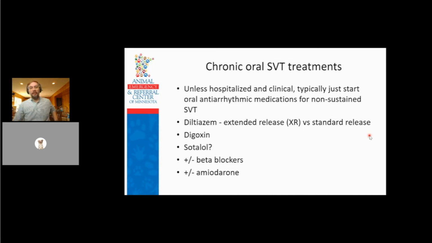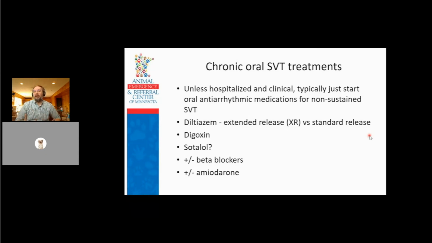For chronic go-home treatments, diltiazem XR is usually my first choice. There's standard release and extended release. I prefer the extended release. It's every 12 hours, but standard release is okay too. Digoxin, I usually add that in as a second line if I'm not getting good control.